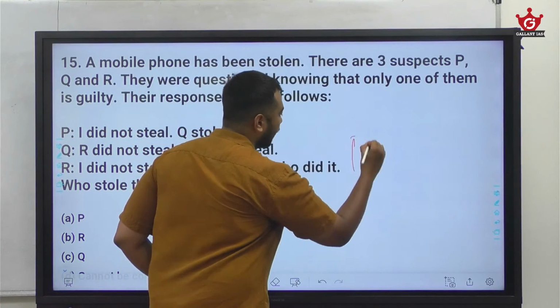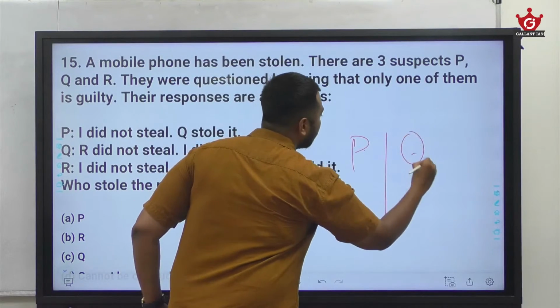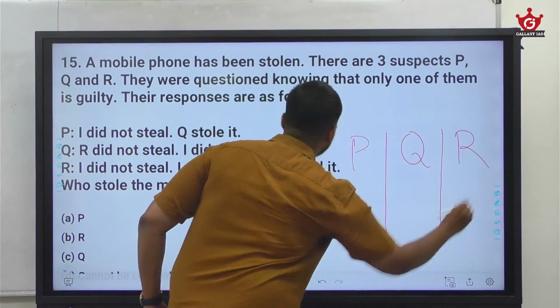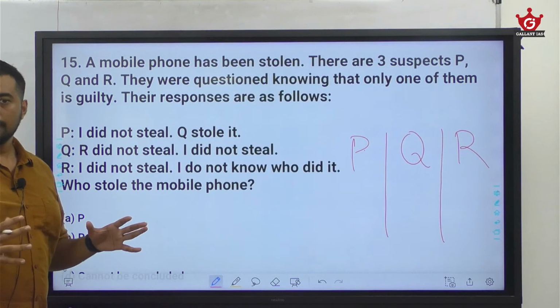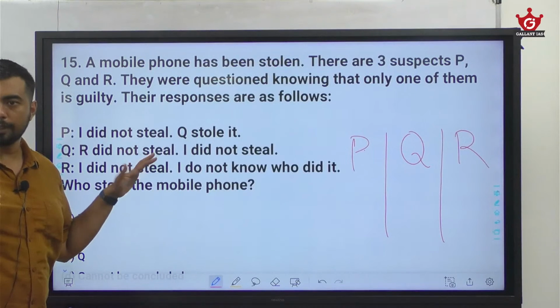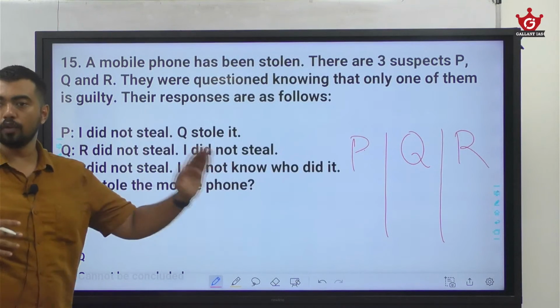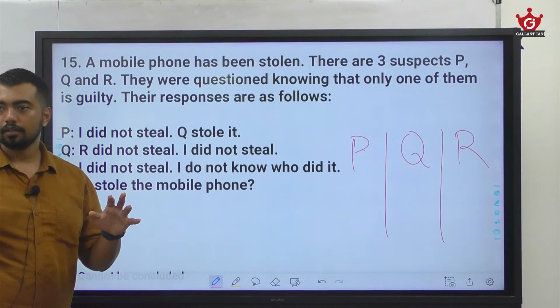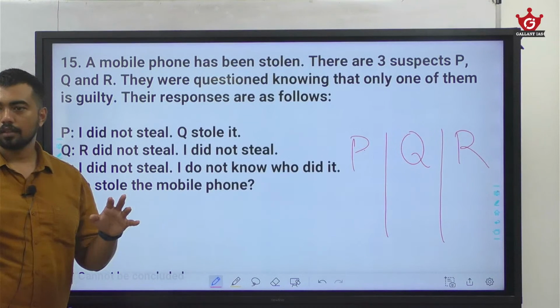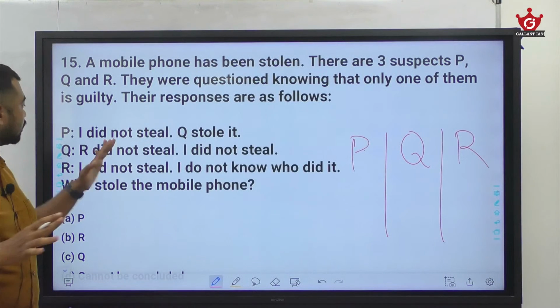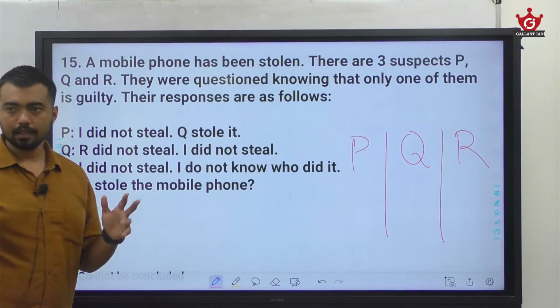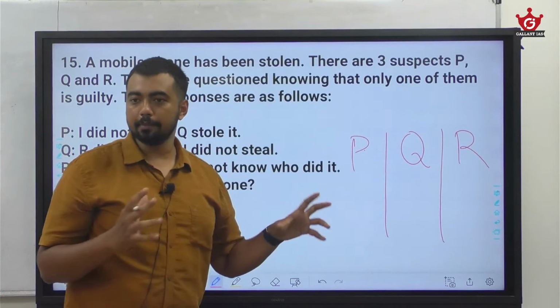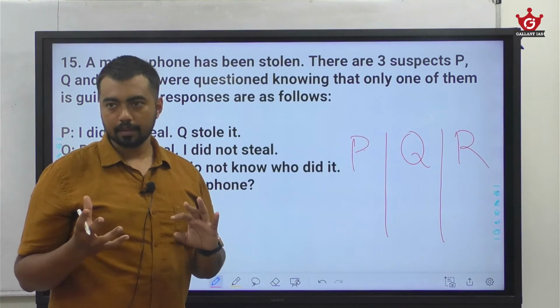So let us look at them one by one. P, Q, and R. P says that I did not steal it. Now we are assuming that P is the one who stole it. P is the guilty one. P says that he did not steal it. So what does it mean? P is lying. We are assuming that P is lying. So I did not steal means he stole. And Q stole it means Q did not steal.